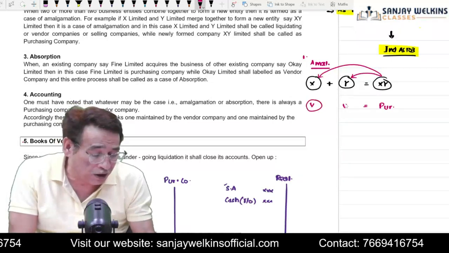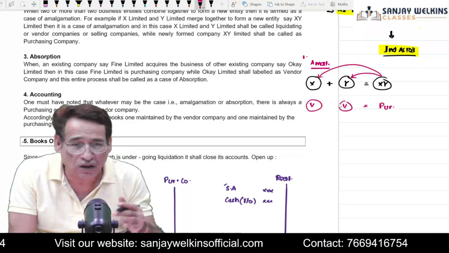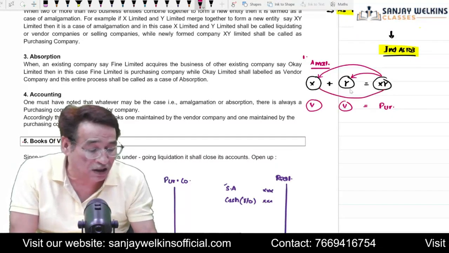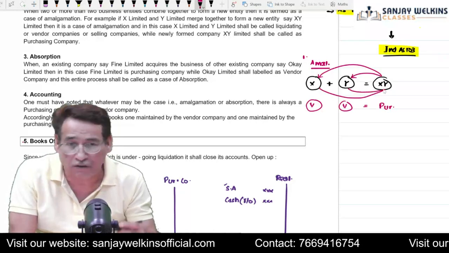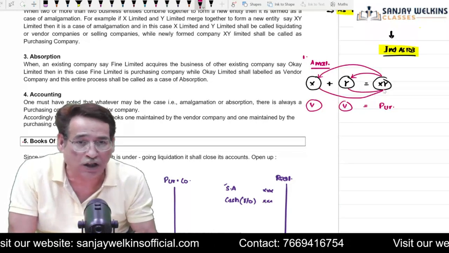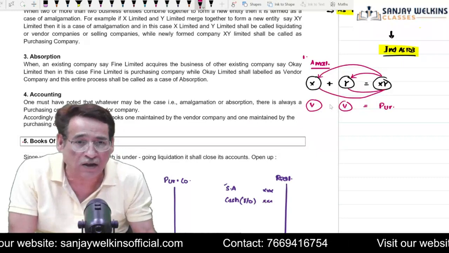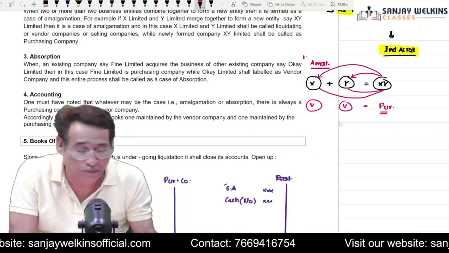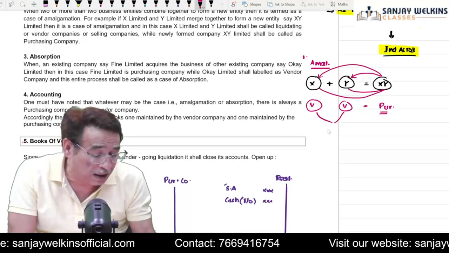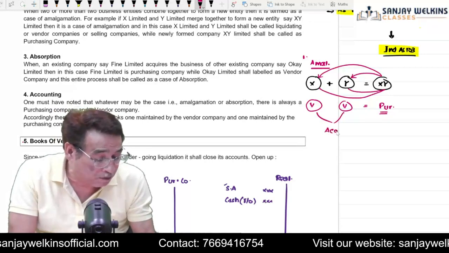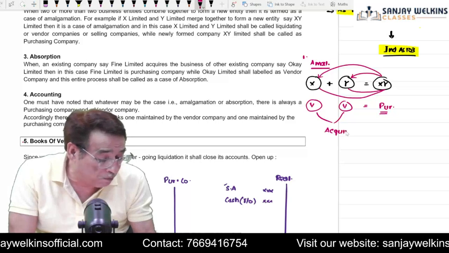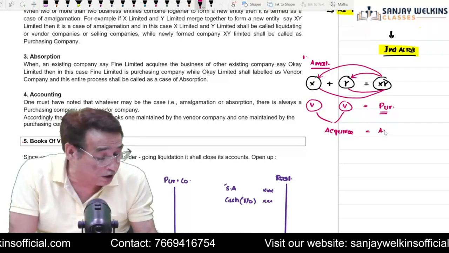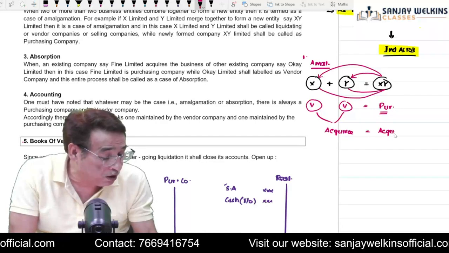These are known as vendor companies. Vendor company means the companies which are selling their business. Indirectly, it also means X Limited is selling its business to XY Limited and Y Limited is also selling its business to XY Limited. So that is why they will be known as vendor companies, and the newly formed company will be known as the purchasing company. Vendor companies can also be termed as acquiree companies, while the purchasing company can be referred to as the acquirer company. Is it clear to you?